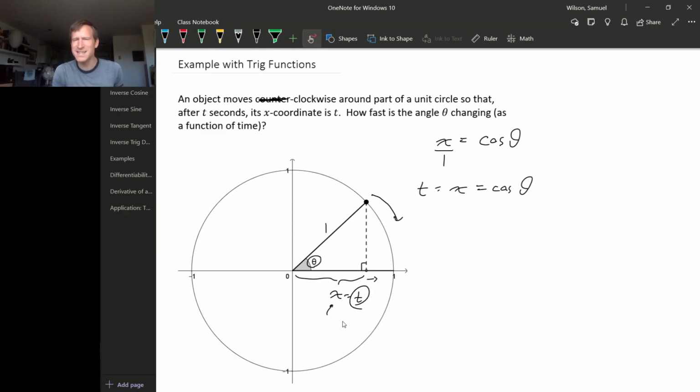So if we want to treat t like the independent variable and theta like the dependent variable, or the function, then we actually need to solve this equation for theta. So take inverse cosine on both sides, and you get theta is inverse cosine of t. So the rate of change of theta as a function of time, that would be d theta dt. So you can see, to answer this sort of question, we're going to need to know the derivative of an inverse trig function. So let's see how we can figure that out.